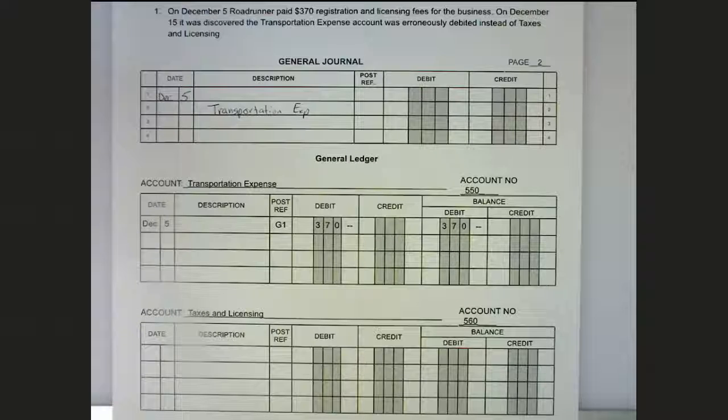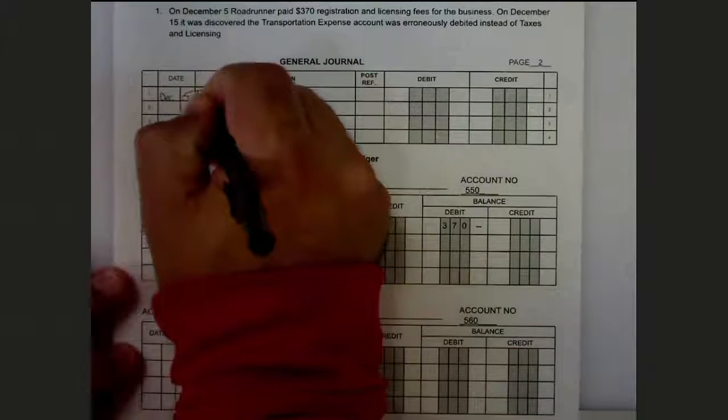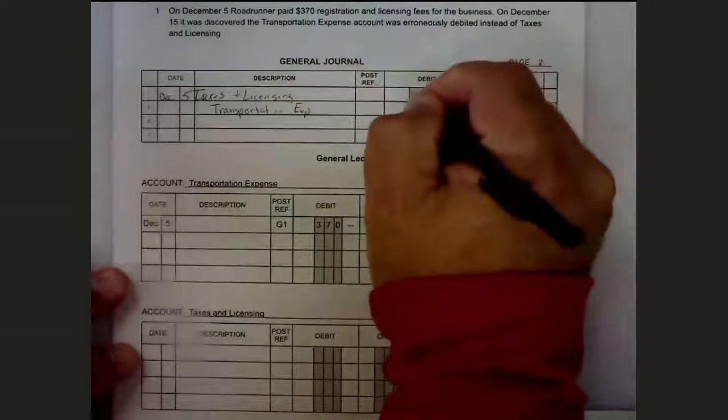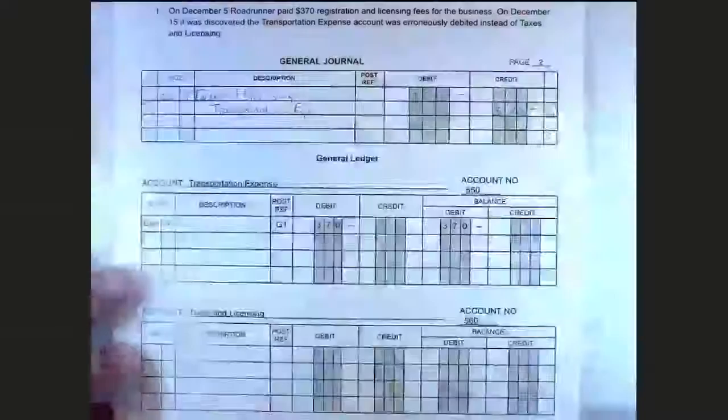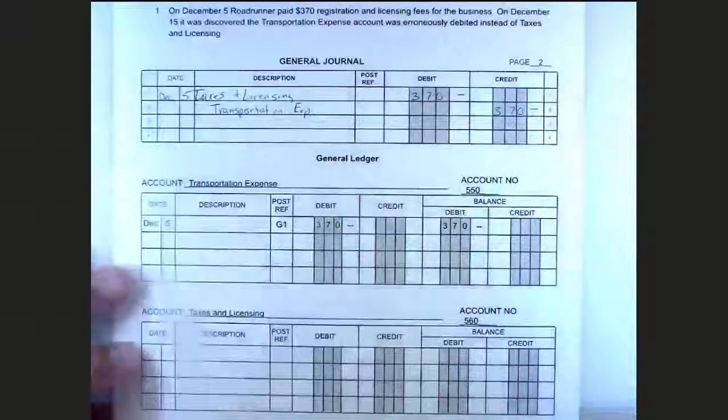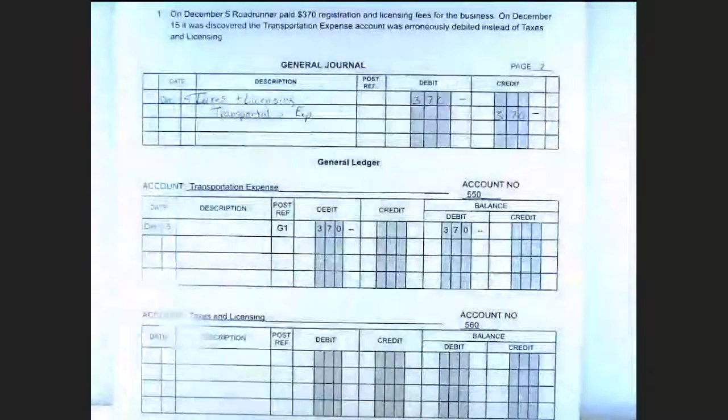What should have happened? What should be the debited account? Licenses and fees, right? So I'm going to debit what should have been debited: taxes and licenses. This came from, what type of source document would you expect this to be? Not listed here again. But what would be the source document that you would expect this to be?